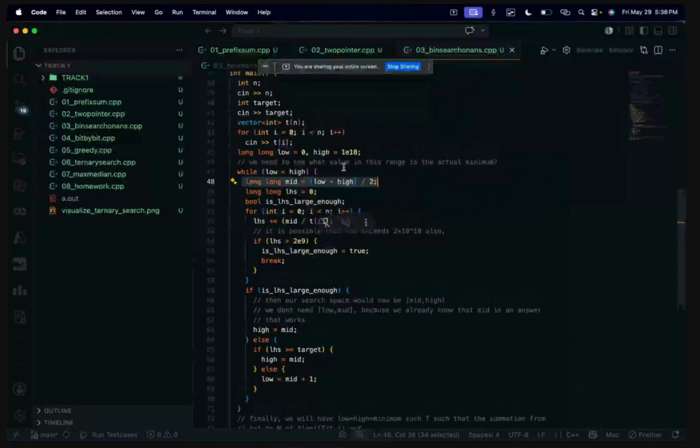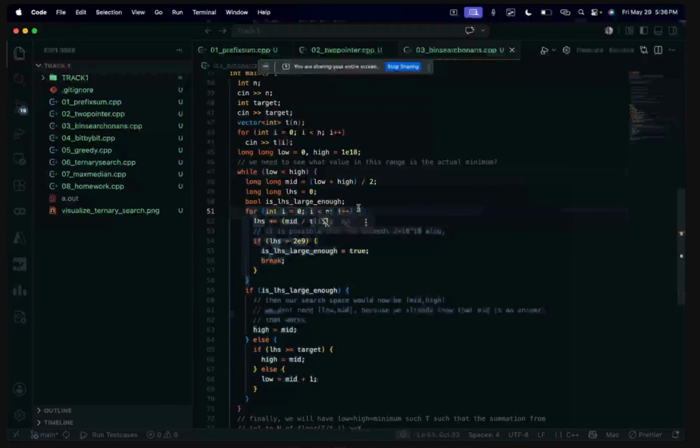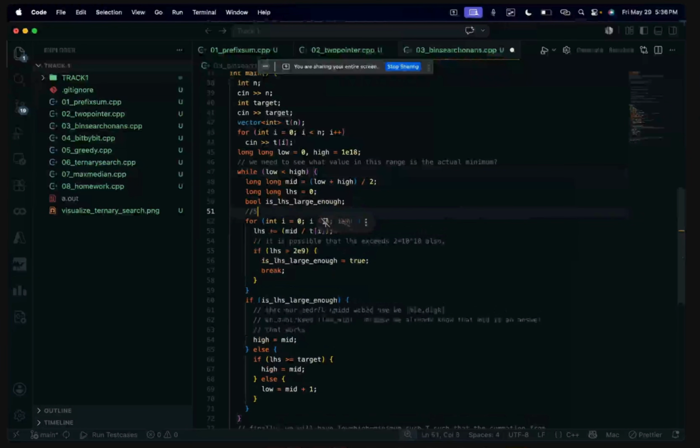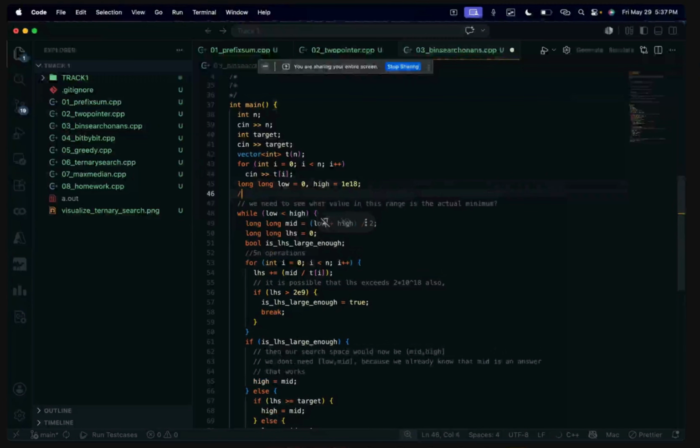So let us do an analysis of how many operations it would take. This whole thing would just take about, say, 5n operations. And this while loop, as we discussed in the earlier lecture, binary search reduces our search space by a factor of 2 each time. So this executes log base 2 of high minus low times. So log 2 of 10 power 18 would be 18 into 3, about 60.